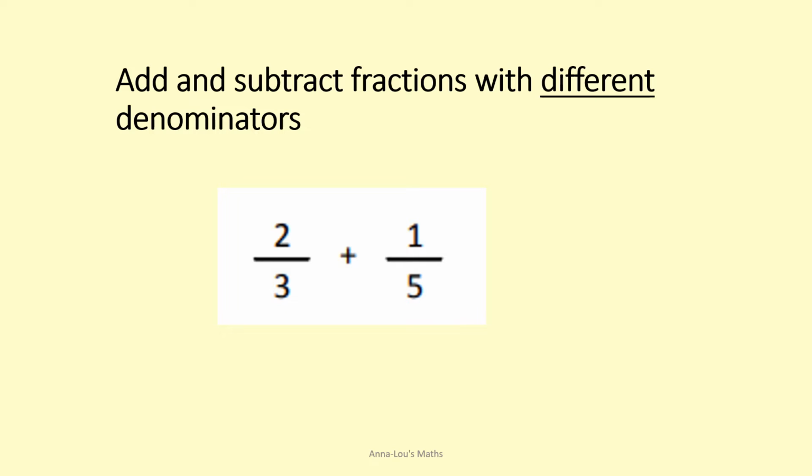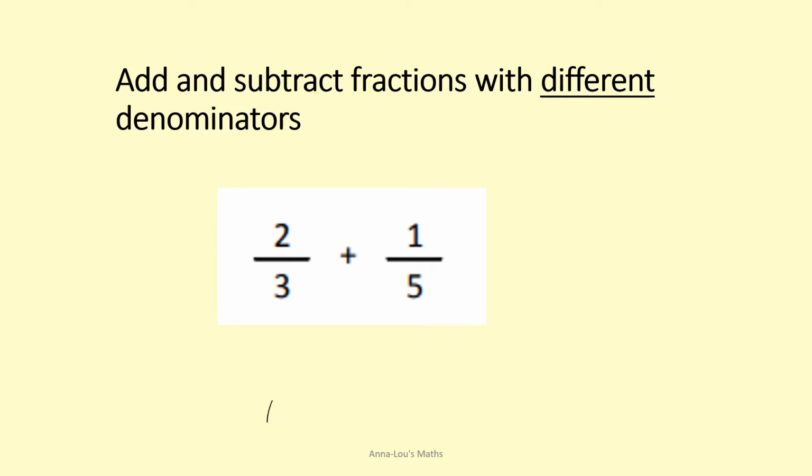So firstly, if I've got 2/3 plus 1/5, the first thing I need to do is make these into equivalent fractions. I can't add or subtract them the way they are at the moment. I need them to be equivalent fractions. So I need to figure out what I can make both of these. So if I think of my times tables of my 3 and my 5s, 15 is the first number that will divide by both 3 and 5. So I'm going to turn them both into 15ths first.